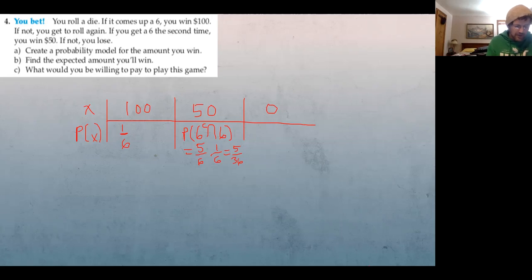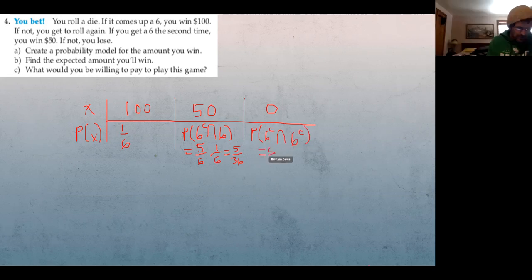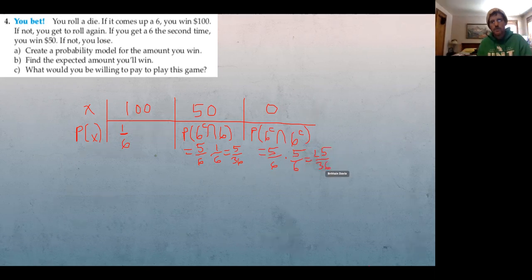Okay, so in the other case, we get not a 6 in the first one, and then what do we get? Not a 6, which is 5 out of 6 times 5 out of 6. And we can see that's 25 out of 36. So actually, let's not even worry about converting this to decimals. You can do this in your calculator.